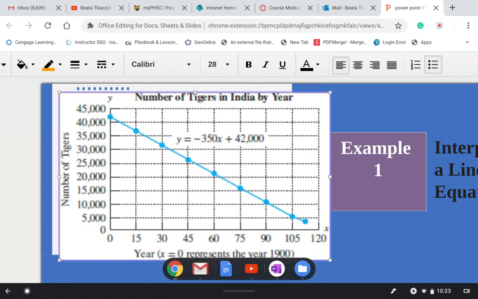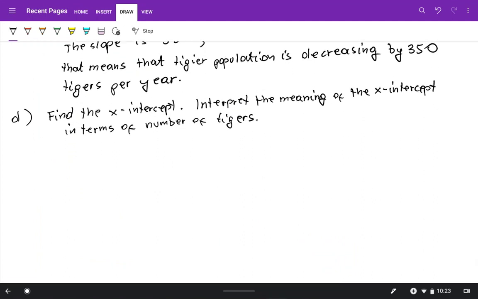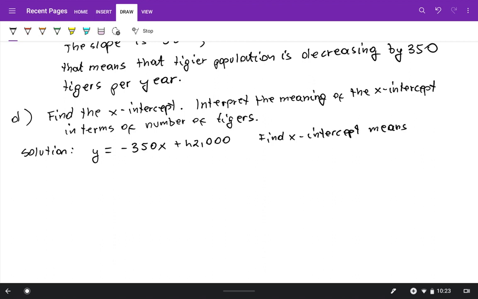So I'm going to find the x-intercept from the equation. So we have the equation for the amount of tigers: y equals negative 350x plus 42,000. So to find the x-intercept means make y equal to 0 and solve the equation for x.